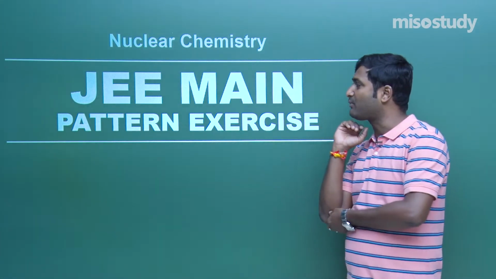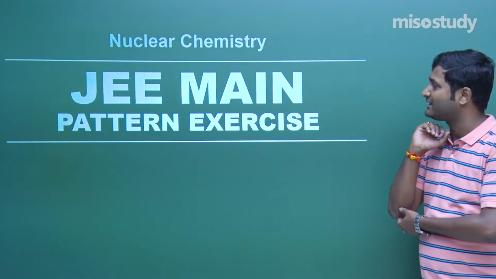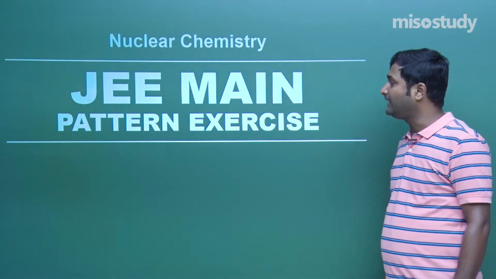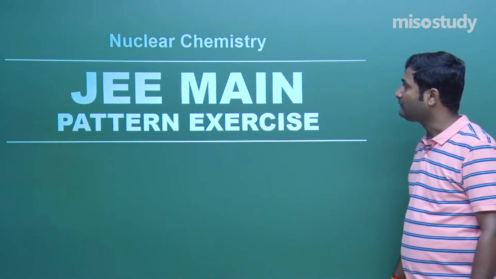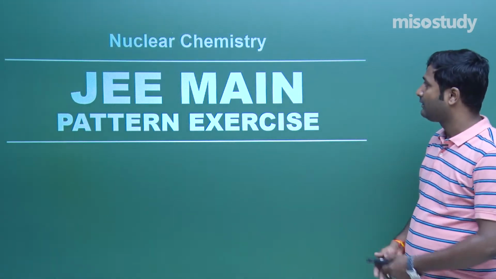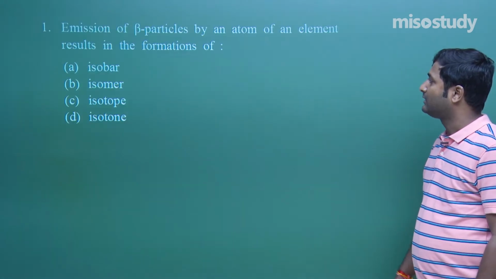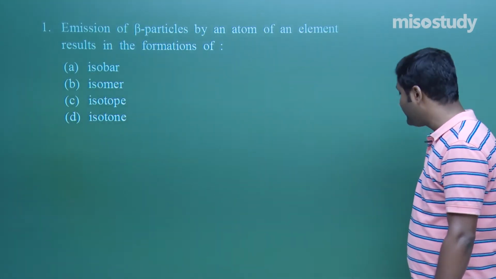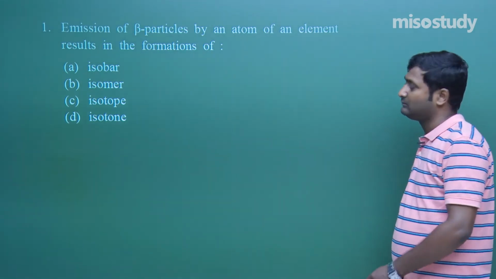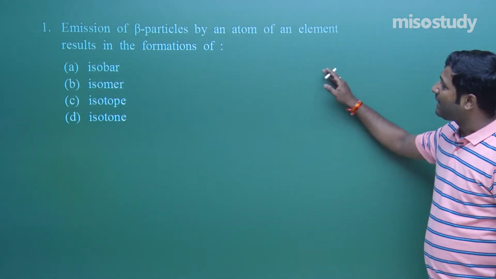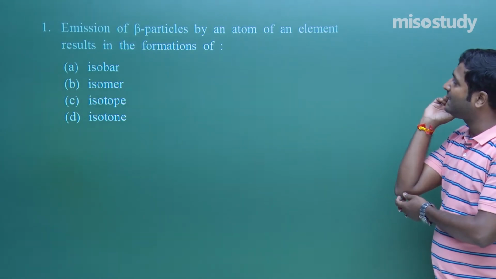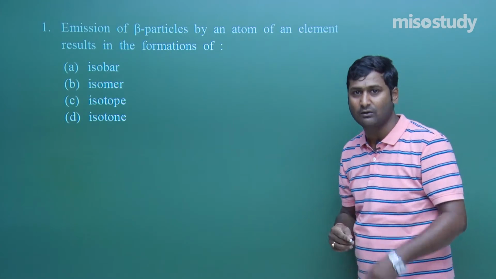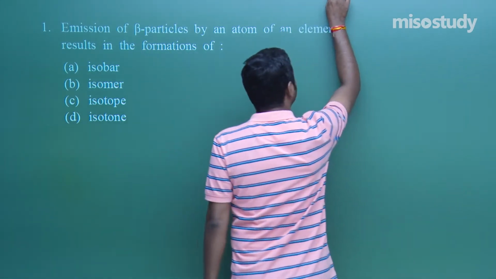Check out which type of questions are frequently asked in competitive examinations related to this chapter. Now look at the first question given here. Emission of beta particles by an atom of an element results in the formation of. That is the question. Beta particle.